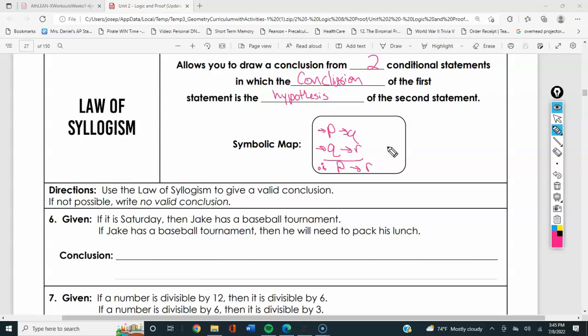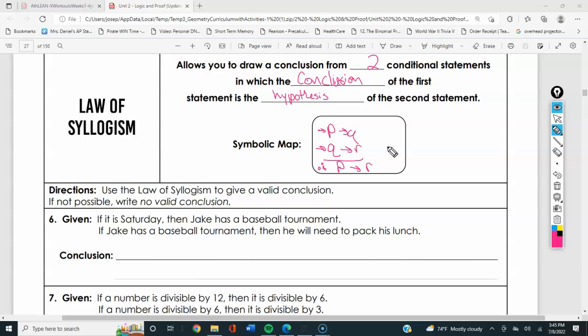An example would be something like, if it is Saturday, then there is no school. That's the first statement. Next statement, if there is no school, then I can sleep in. So I ended the first one with no school, started the next statement with no school. So I can combine them and just say, if it is Saturday, then I get to sleep in, unless you have little kids who wake you up at 5 in the morning. Okay?